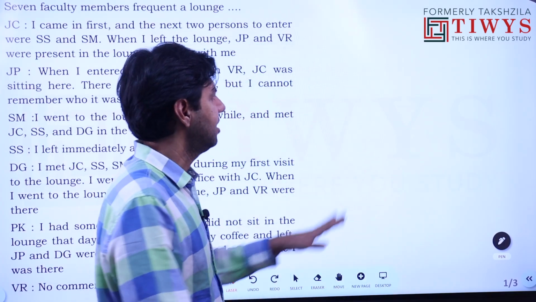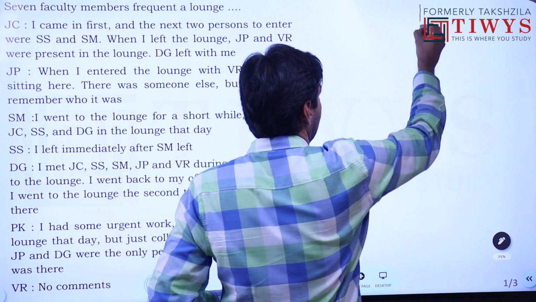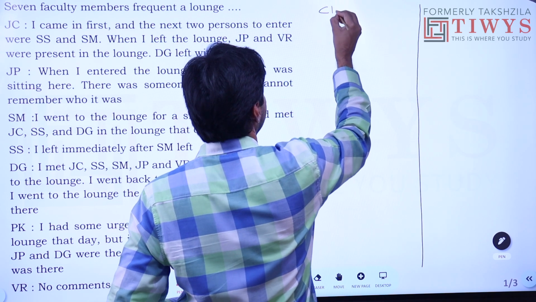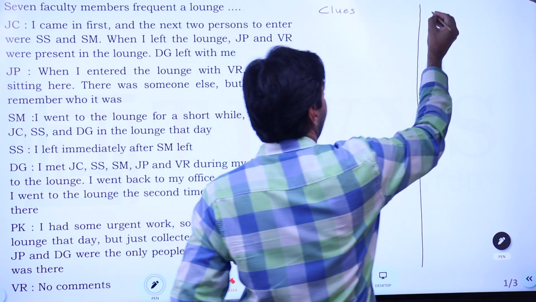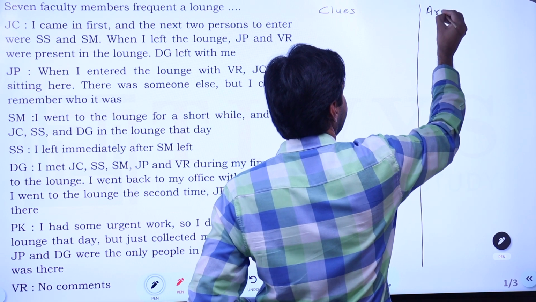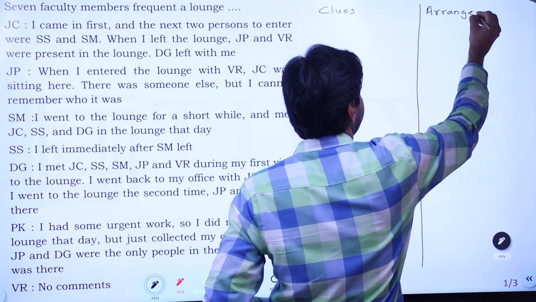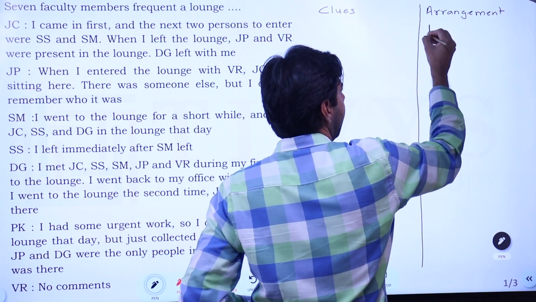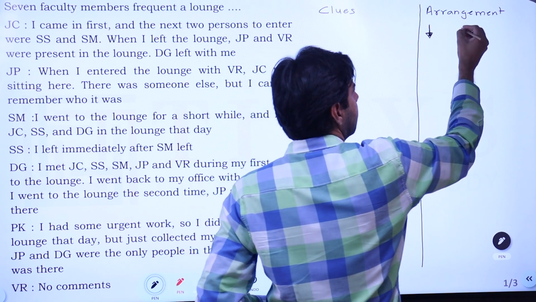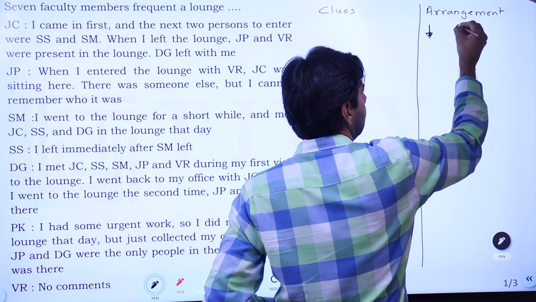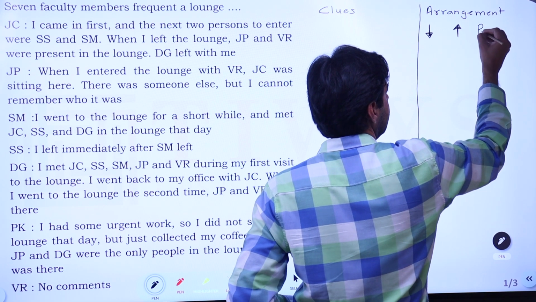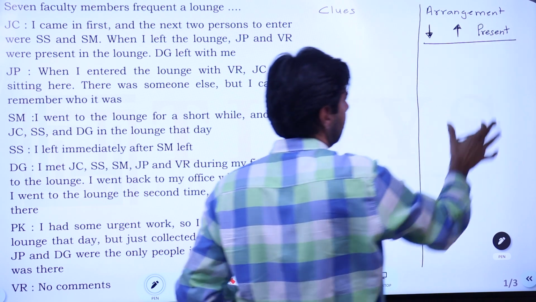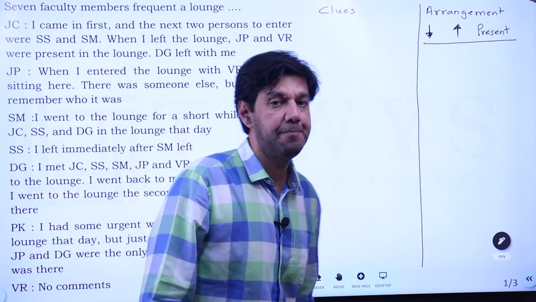I'll divide my working space into two. On the left, I'm going to write all the clues and represent them as packets. And on the right, I'm going to do the final arrangement. The first column is entry, anyone who enters the room. The second column is exit, whoever leaves the room. And the third column is those who are present in the room. So this is the structure of tabulating this data.